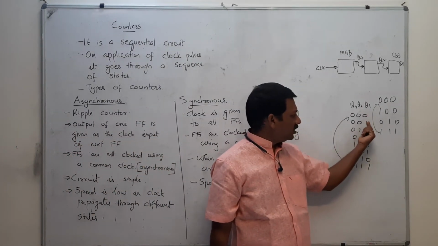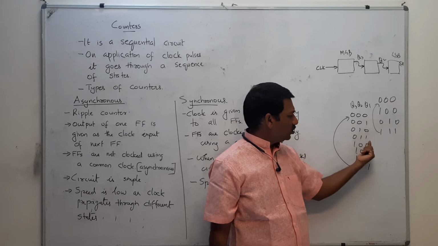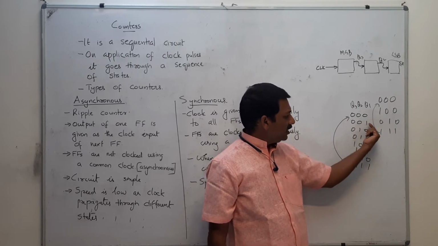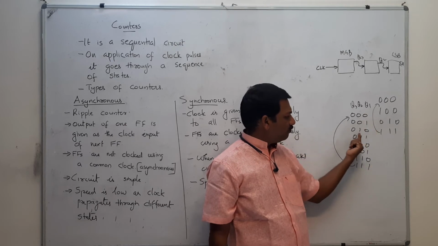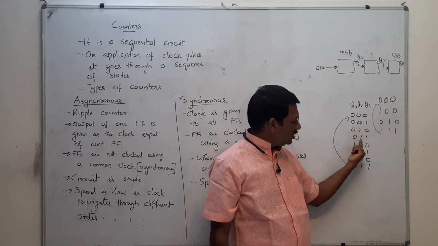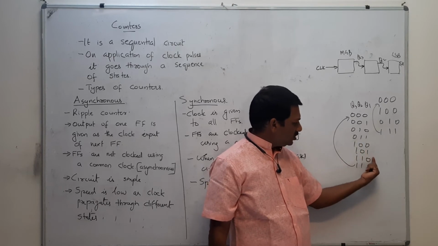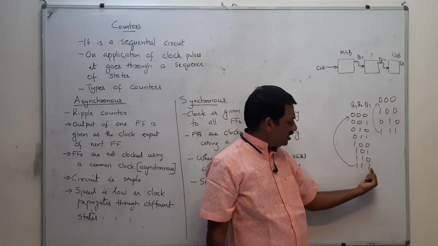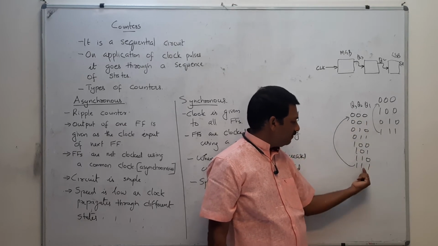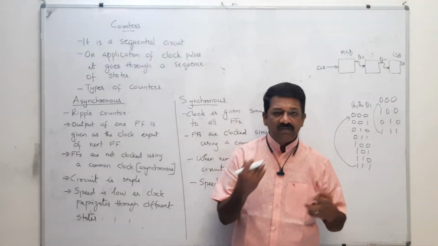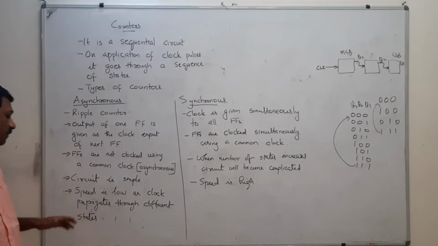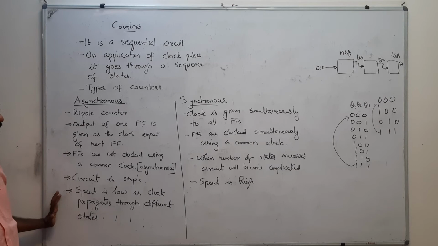It is changing from 0 to 1, 1 to 0, 0 to 1, 1 to 0, 0 to 1, etc. That means here whenever there is a change from 1 to 0, this is set. Here there is 1 to 0, then it is reset. Here 1 to 0 change, it is set, and here if you have a transition from 1 to 0, again this will be reset, and that we'll discuss later. Anyway, ripple counters are examples of asynchronous counters.